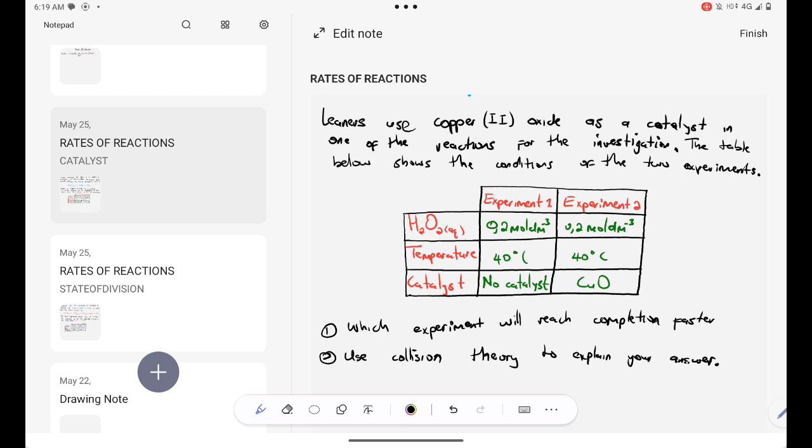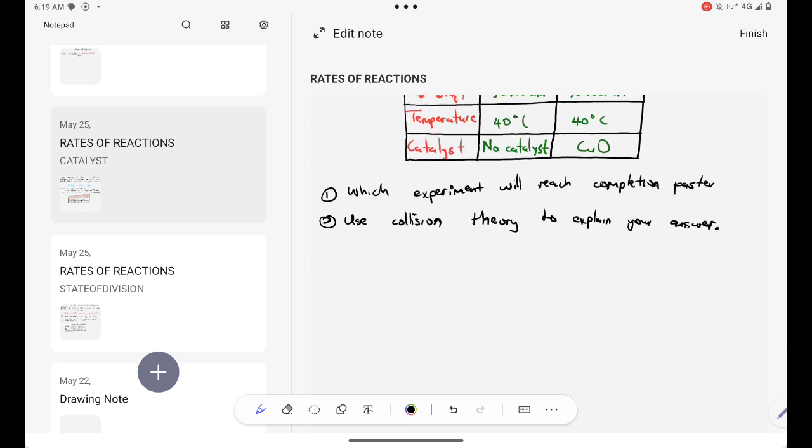Both experiments have the same concentration. Both experiments occur at the same temperature. However, in experiment 1, we do not have a catalyst, and in experiment 2, we will have a catalyst. Are you together? So whenever we have a catalyst, the chemical reaction will be forced, or rather, will be assisted to find an alternative way with lower energy requirements. Okay, which of the reactions will reach completion faster? The one with lower energy requirements.